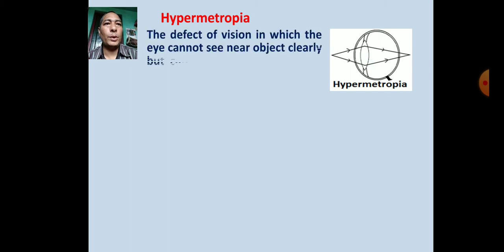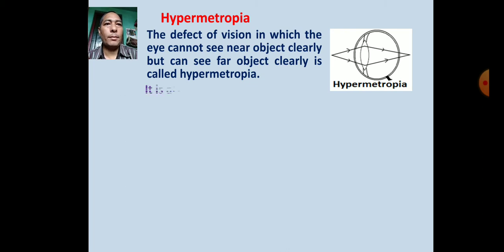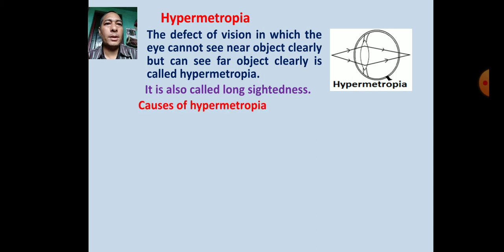Hypermetropia. The defect of vision in which the eye cannot see near object clearly but can see far object clearly is called hypermetropia. It is also called long-sightedness. Causes of hypermetropia. 1. Thinning of eye lens. 2. Shortening of eyeball.